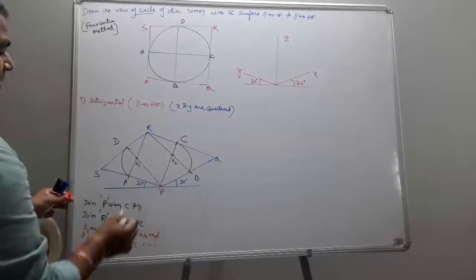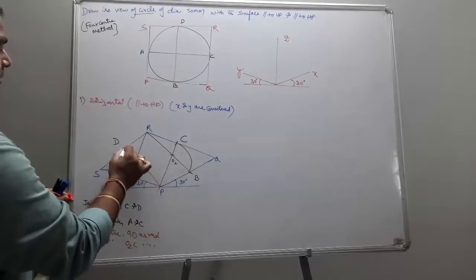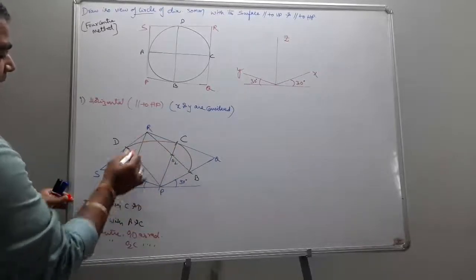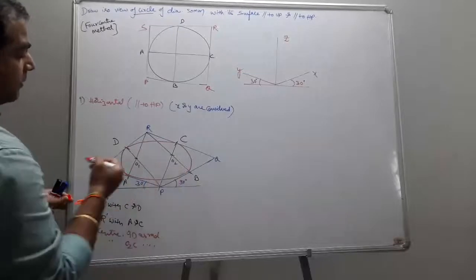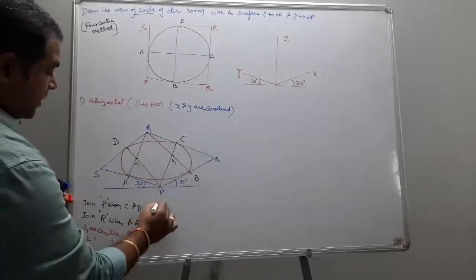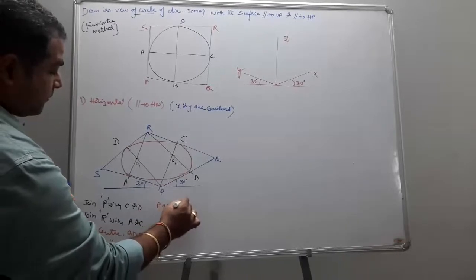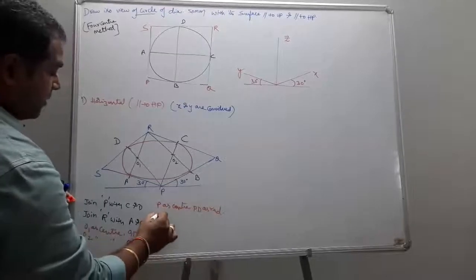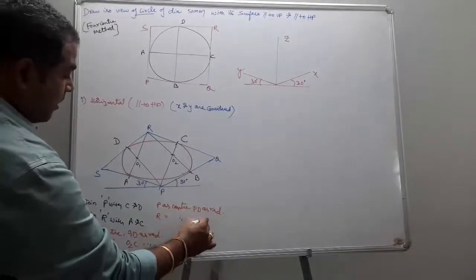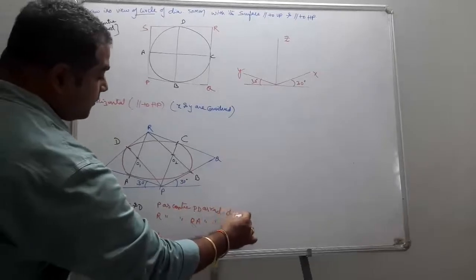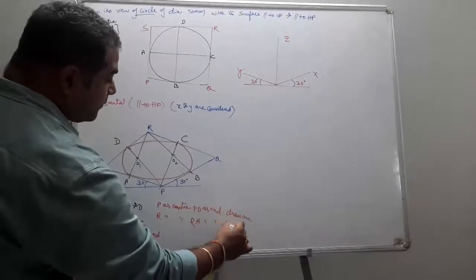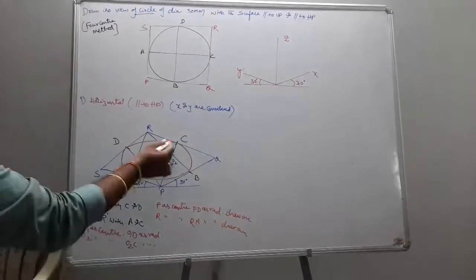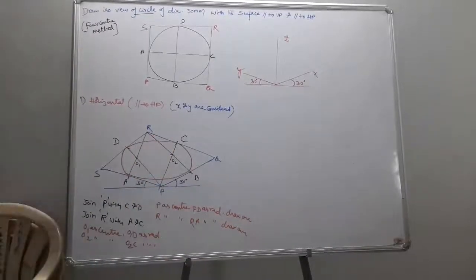Next one is P as center, PD as radius, draw an arc. Next, R as center, RA as radius, draw an arc. Then you will obtain your ellipse like this. Students, is it clear?